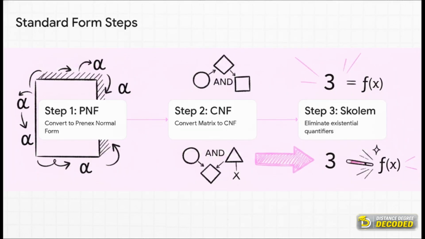To get our logic ready for a computer to actually solve, we follow a simple 3-step recipe to reach what we call standard form. Step 1, we convert the formula to prenex normal form. That just means dragging all of our for all and exists variables all the way to the very front of the equation just to get them out of the way. Step 2, we convert the rest of it into conjunctive normal form, basically formatting it as a clean, structured series of and statements. And then step 3, the magic touch, we Skolemize to replace the unknowns.